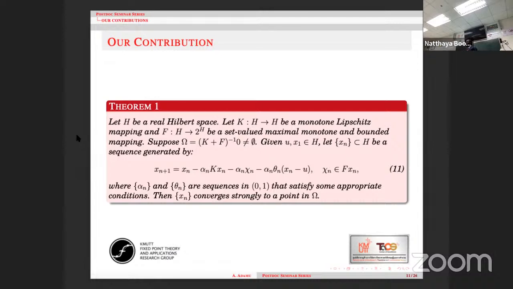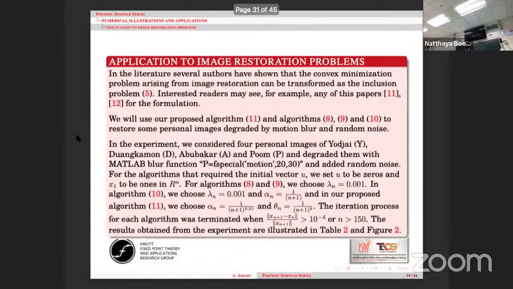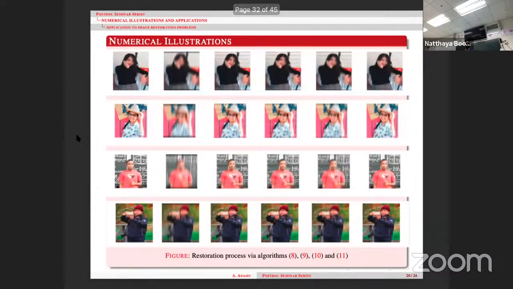Yes, that was part of the plan. It's a very nice move, but I'm not surprised. Normally, in applications, when the resolvent comes in, it becomes expensive in computation time. I didn't check for the computation.